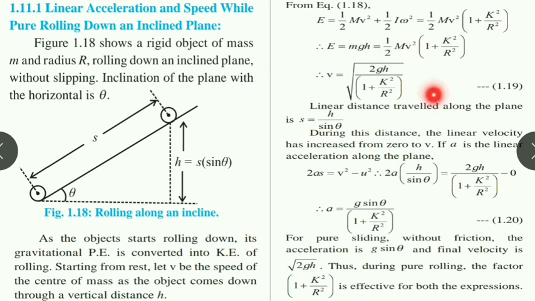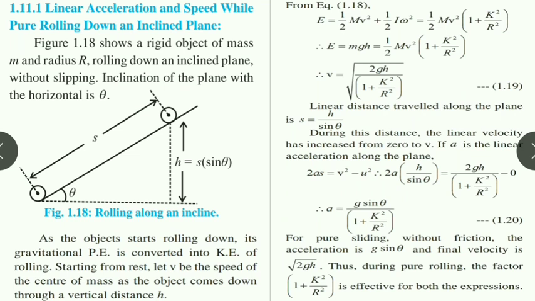So equation 1.19 is the formula for linear speed of a rolling body, and equation 1.20 is the formula for linear acceleration of a purely rolling body.